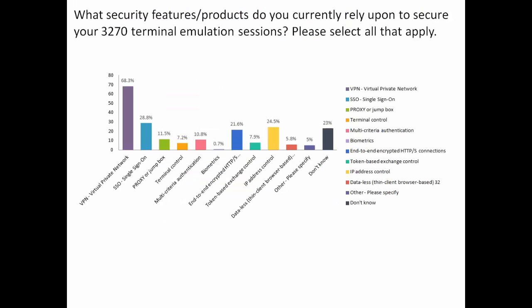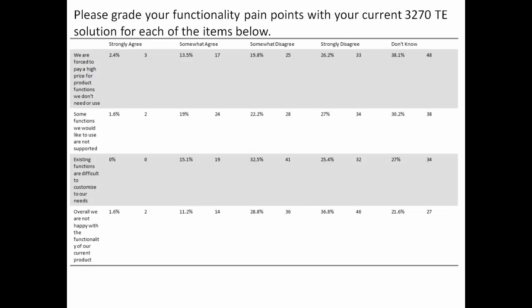Since we suspected many readers use their 3270 terminal emulation solutions to access sensitive applications or tools, we asked them how they secure their 3270 terminal emulation sessions. As you can see, the use of VPN is the highest, with single sign-on, IP address control, and end-to-end encrypted HTTPS connections being a distant second. When we asked readers about several functionality pain points with their 3270 terminal emulation solutions, some readers expressed pain with being forced to pay a high price for product functions they don't need or use, functions they would like to use that are not supported, and difficulty in customizing existing functions to their needs.